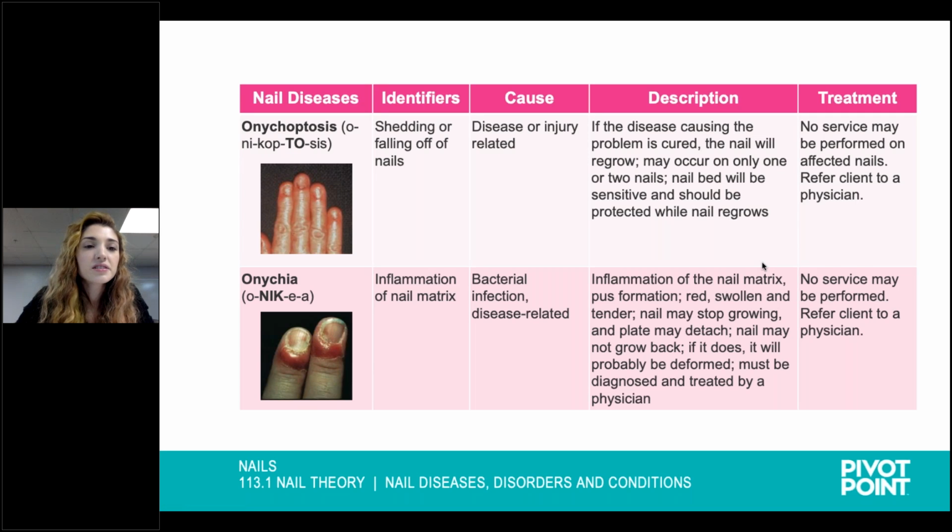All right. Onychoptosis. Thank you. Onychoptosis, so shedding or falling off of the nails. This could be due to a lot of different things. An underlying disease could be causing this, poor blood circulation, things like that.